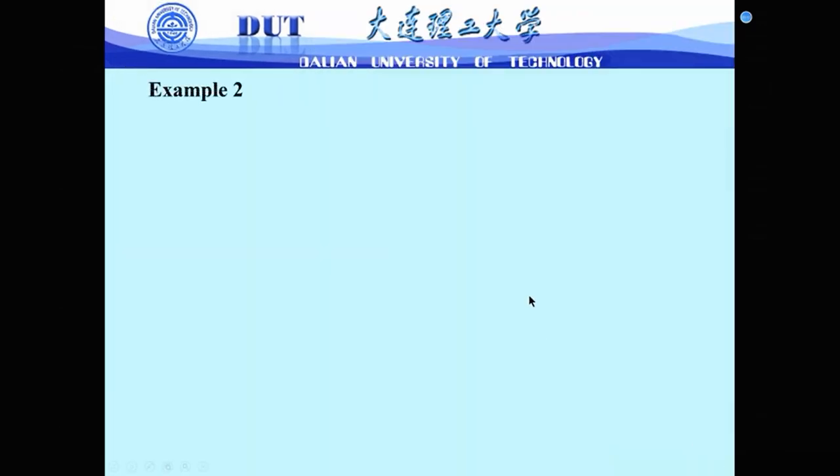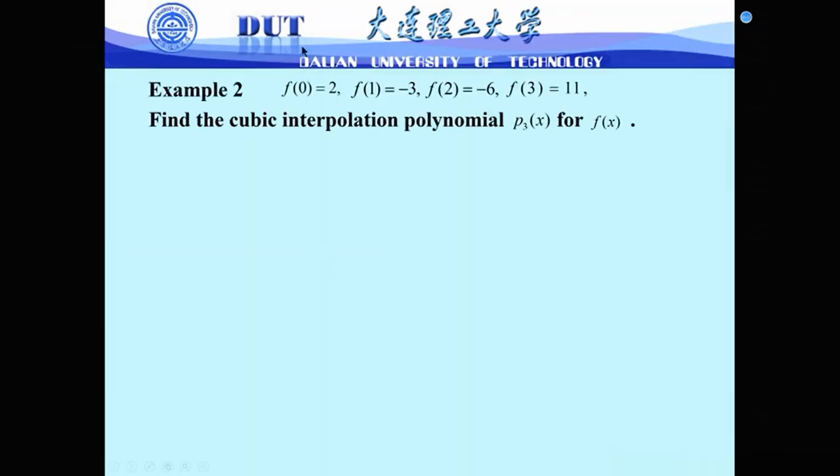Let's practice easily with another example. We are given 4 data points: f0 equals 2, f1 equals minus 3, f2 equals minus 6, f3 equals 11. Now we have four conditions, so we need to find the cubic interpolation polynomial P3 for this function. Is it okay? Now we have two ways. First, we check by the divided differences, by Newton's formula.